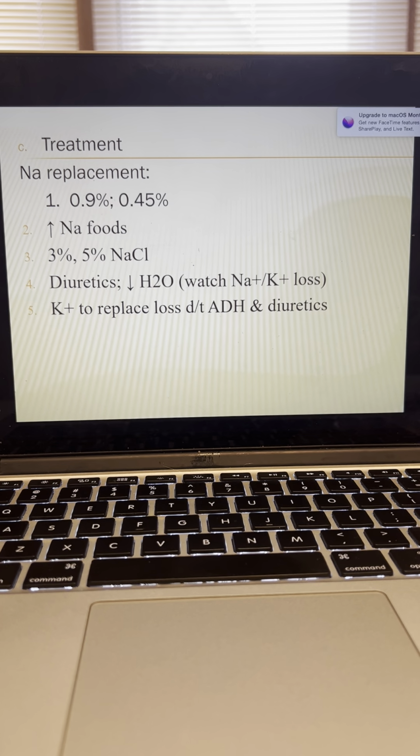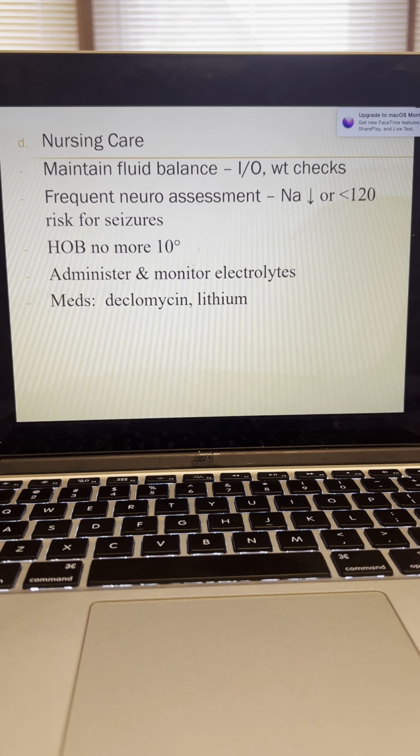Okay. Nursing care then for these folks would mean maintain a fluid balance and take intake, output and weight checks. Due to the retention of fluid, they can gain 6 to 11 pounds or so or more. Frequent neuro assessments, especially as the sodium decreases or gets to less than 120, they are at risk for seizure activity.